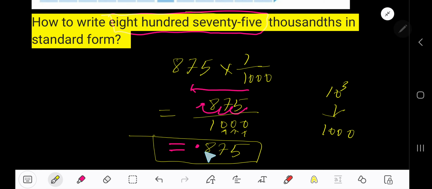In an informal way, we say it 0.875 instead. Okay, so 0.875 means we are considering 875 portions out of 1000. That is, if you cut an apple into 1000 equal parts and we are taking 875 equal parts. So this is the standard form.